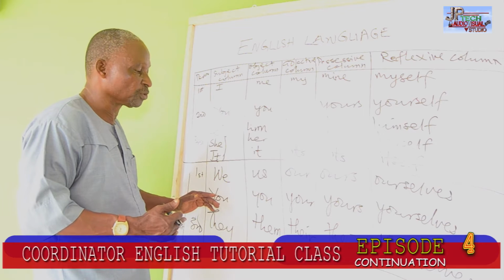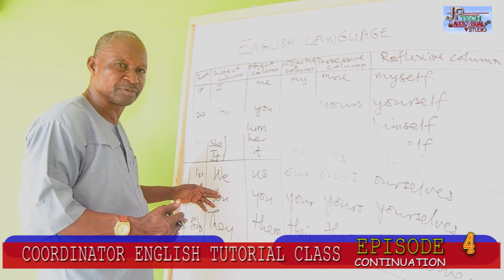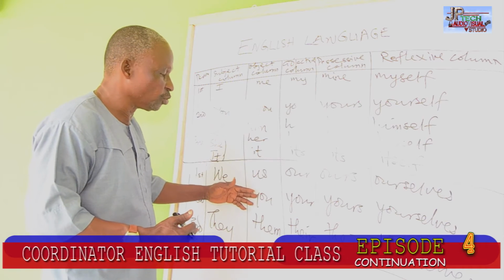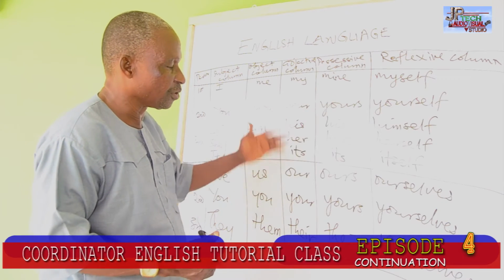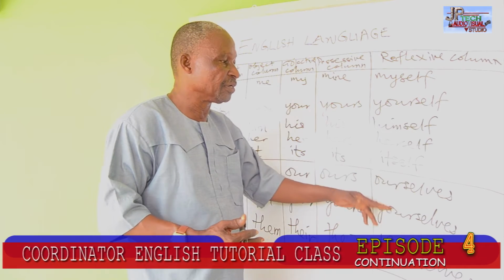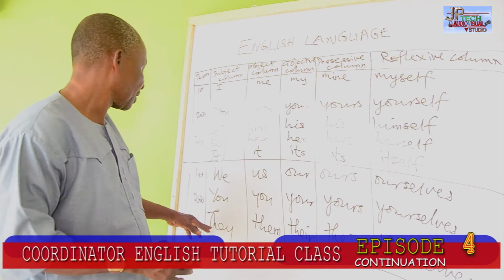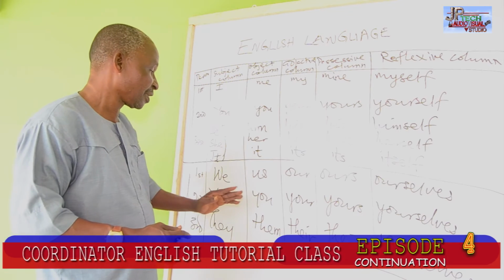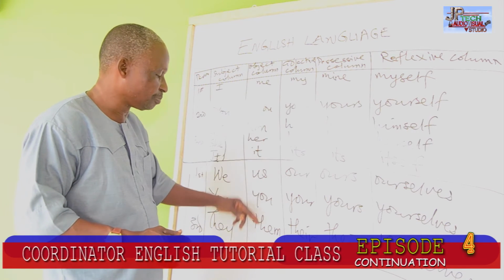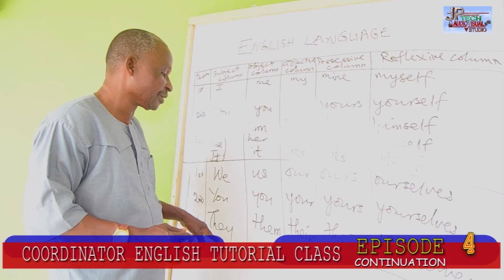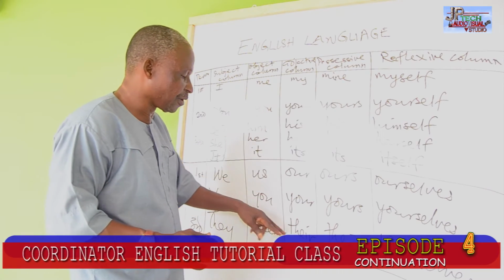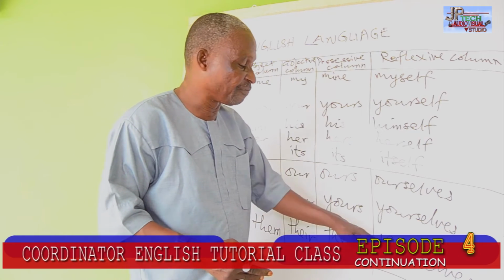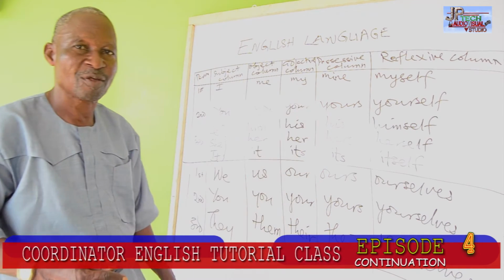Second person, you. You is singular, you is plural as well. Object is you. Adjective is your. Possessive is yours. Reflexive is yourselves. They, that is third person, subject. Them is the object form of they. Adjective column is their. Possessive is theirs. Reflexive is themselves.